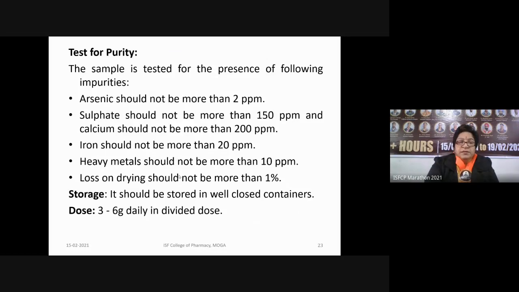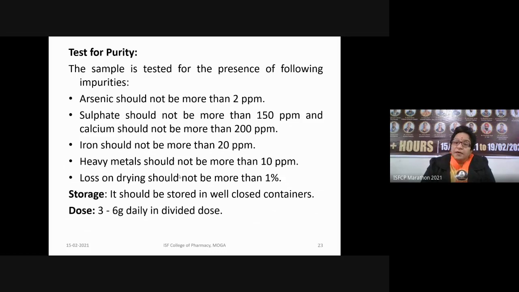Then, how its purity can be tested? The sample is tested for the presence of the following impurities. Some impurities can be present there because in the first unit, as I already gave a brief description, you will study about the various types of impurities. So कौन सी impurities इसके अंदर present हो सकती हैं? They are arsenic. It should not be more than 2 ppm. ppm means parts per million. कि 1 million अगर आप proportion ले रहे हो तो उसमें 2 से ज्यादा उसकी रेशियो नहीं होनी चाहिए. That is, the arsenic should not be more than 2 parts per million.